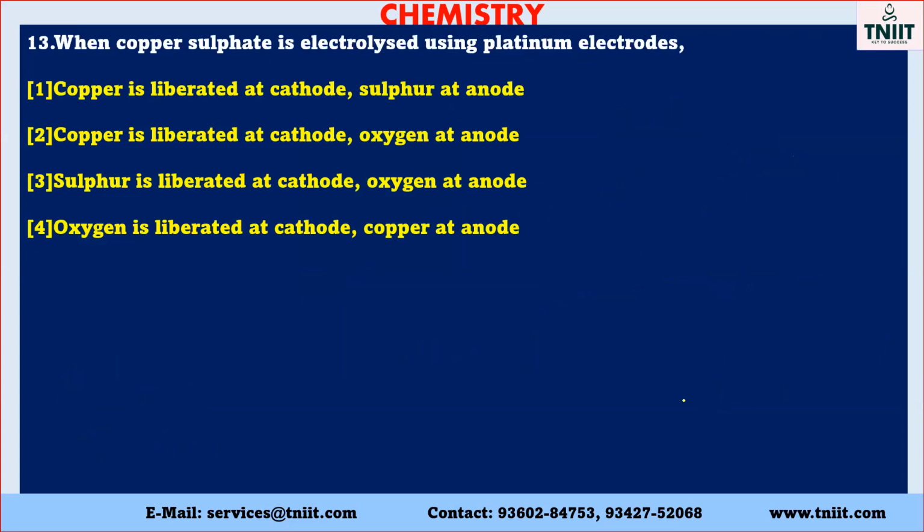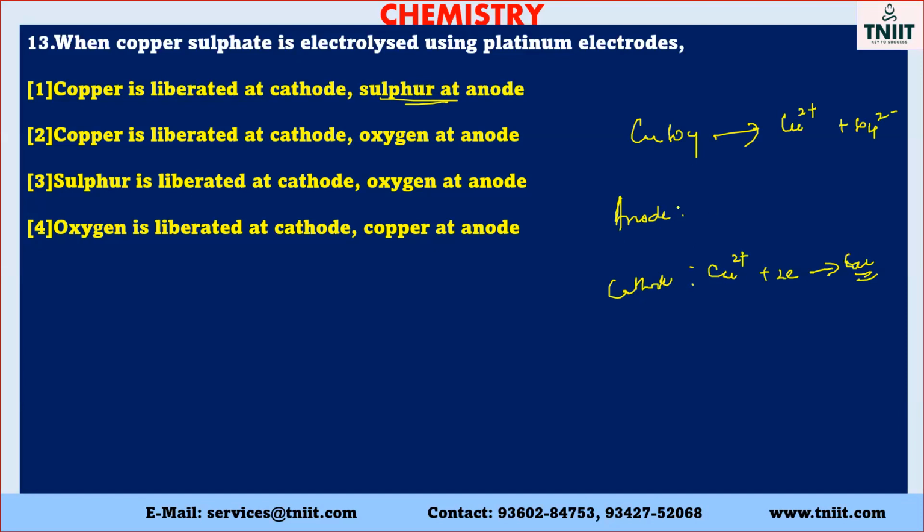Next question. When copper sulfate is electrolyzed using platinum electrodes, copper is liberated at cathode, oxygen at anode, sulfur at anode. Sulfur cannot get liberated. Copper sulfate is CuSO4. It will dissociate in water to form Cu2+ and SO4 2-. Anode is the positive electrode. At cathode, reduction takes place. So the copper ions will move towards the cathode, get reduced and get deposited.